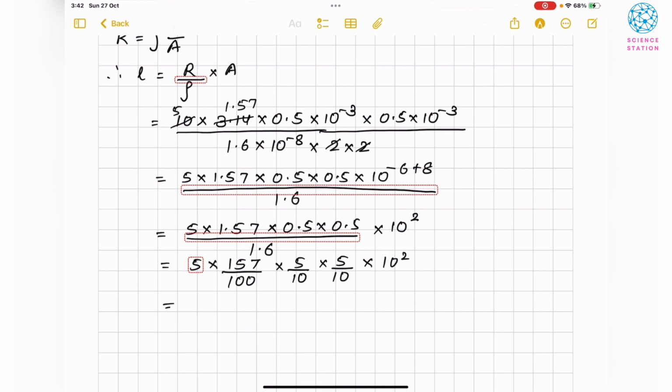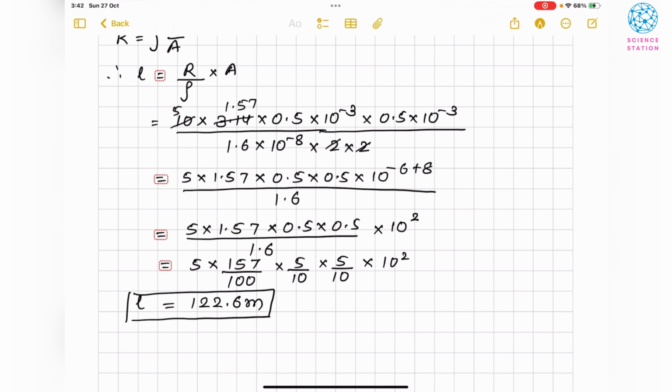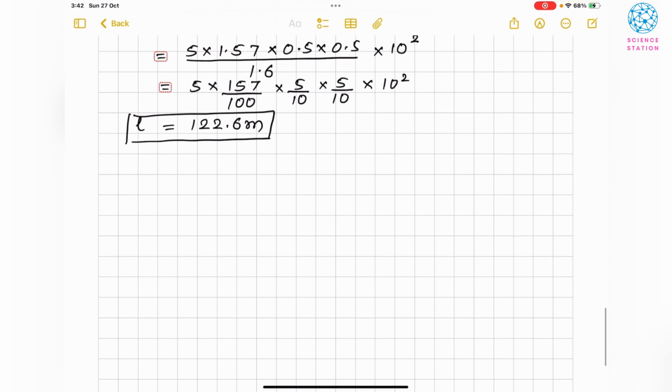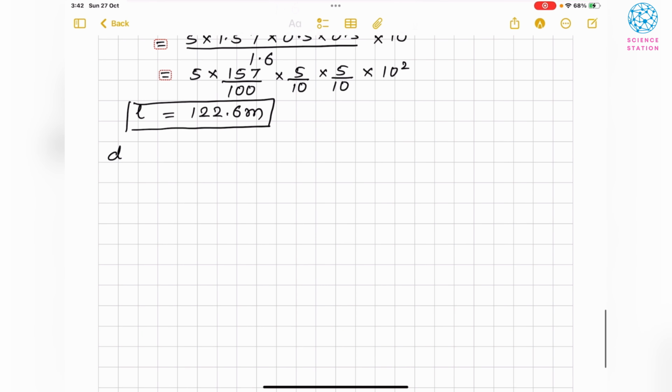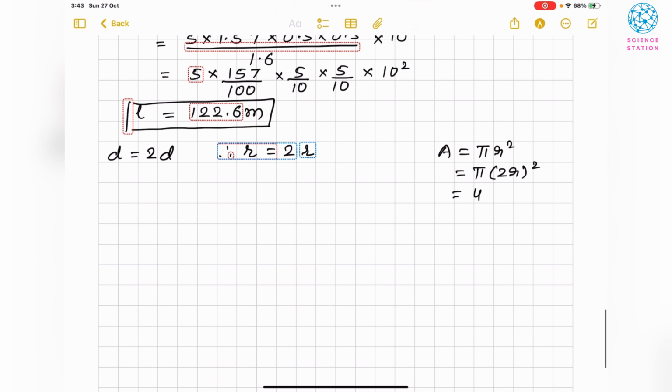So that is coming to finally 122.6 meter. So I got L equal to 122.6 meter. Now in the second case he is saying if D becomes 2D, so therefore R will be equal to 2R and A will be pi R square. So that is equal to pi into 2R whole square. So that will be 4 pi R square.